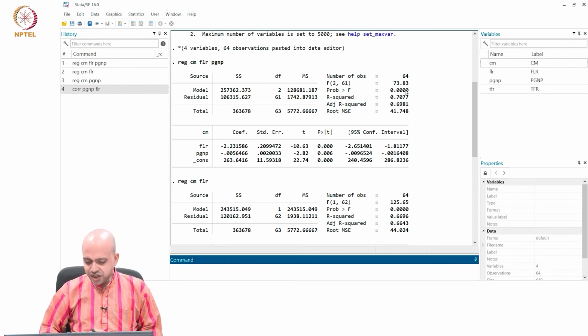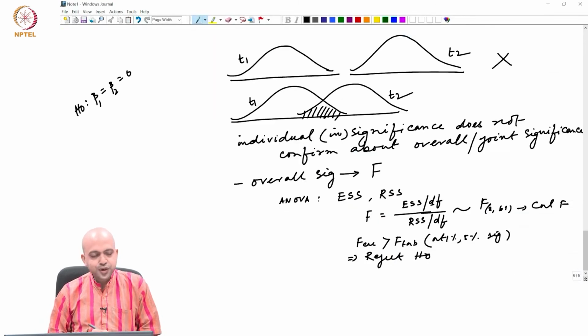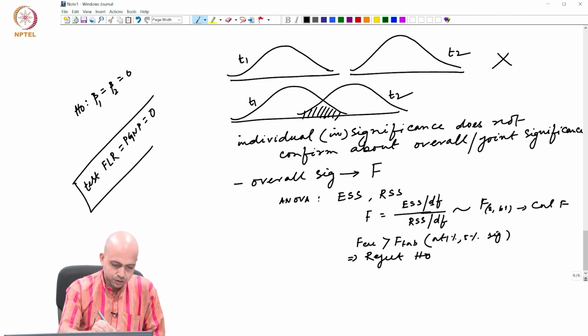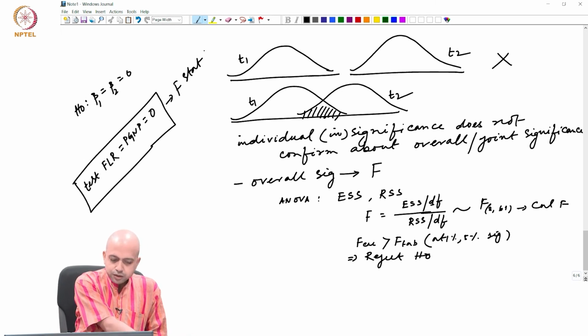All right. In Stata, we have a specific command for implementing the F statistic, and the command is the test command. Test, you need to put FLR, and then you need to put PGNP, and then you can put 0. This is the test command for the F statistic. The test command is a very powerful command. We can test the individual significance of the variable from this.